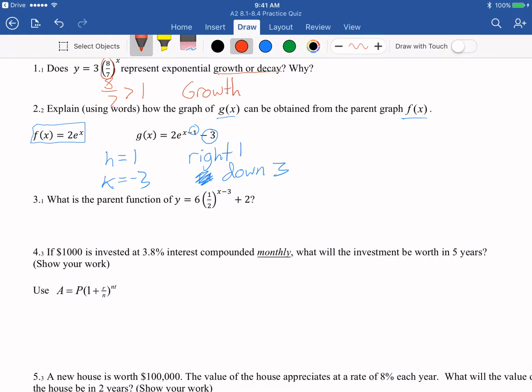All right, for number 3, looking at that guy, you have to tell me what the parent function is. So the parent function is just these guys here that I squared in without the h and without the k. These are what we graph first. So your parent function here is y equals 6, 1/2 to the x. No minus 3 and no 2. Just your parent function there.